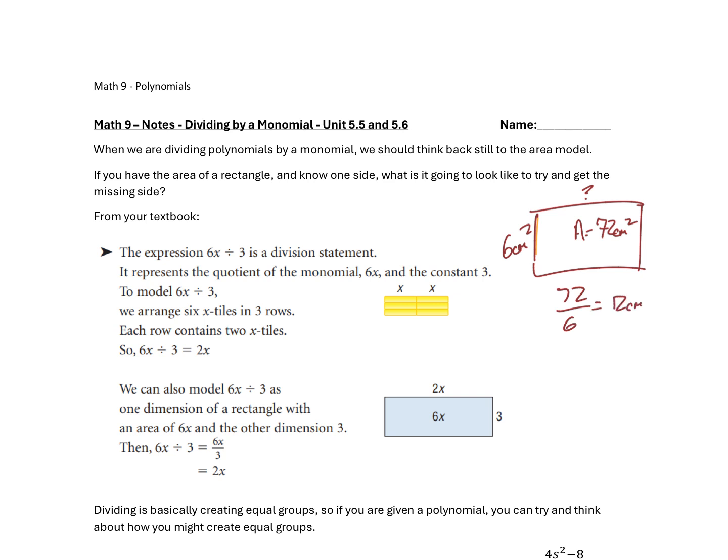Sorry, the side length shouldn't have been centimeters squared. It would be just 12 centimeters. So what we're doing is we're taking the area that we know, we're taking the side that we know, and we're dividing them. The same thing can be done with any type of monomial as well. It's just now we have to think about how it affects the variables, the exponents, and those types of things.